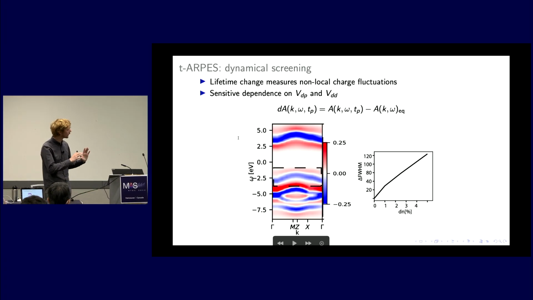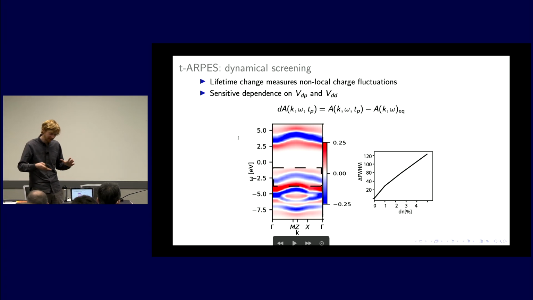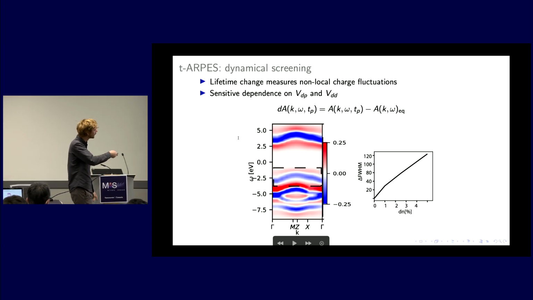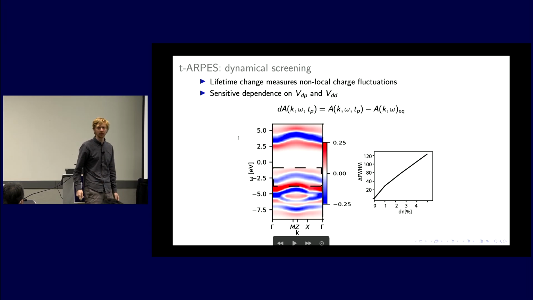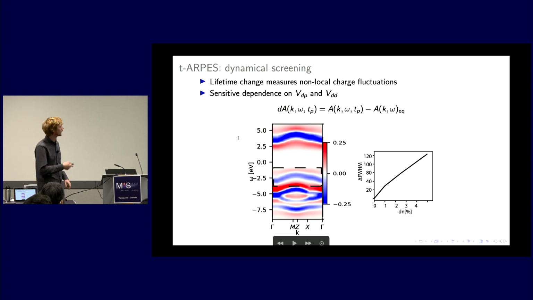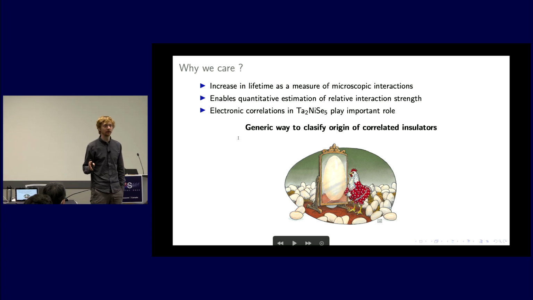Of course, this is just a proof of principle calculation, but in reality, what we have to add now is also the competition: how will the phonons change this picture? But I'm just saying that there is rich information which we can extract from such changes in the lifetime, also in the cuprates. So, what have I told you?